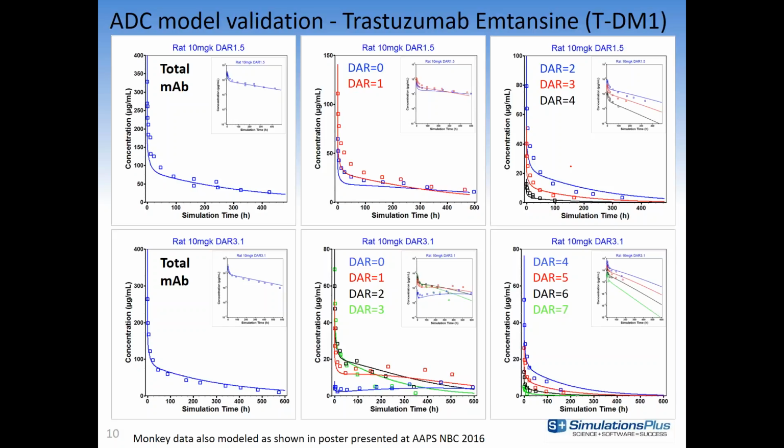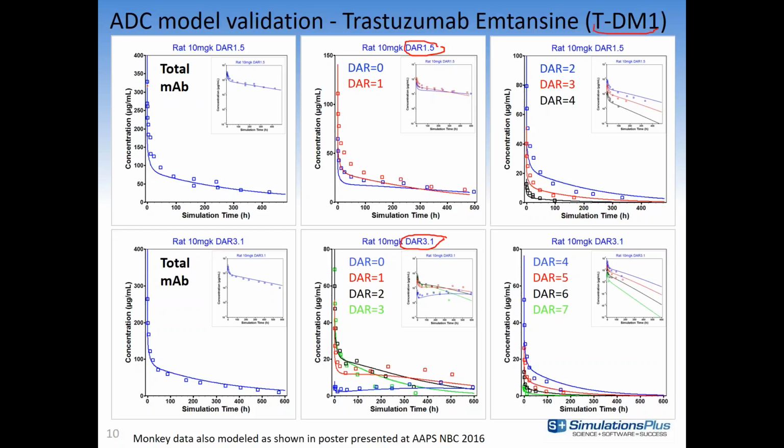This slide is showing two sets of simulations for TDM1 ADC in rat with two different formulations, one which had lower loadings where the average DAR ratio was 1.5, the other one with the higher drug loading on the antibody with an average ratio of 3.1.